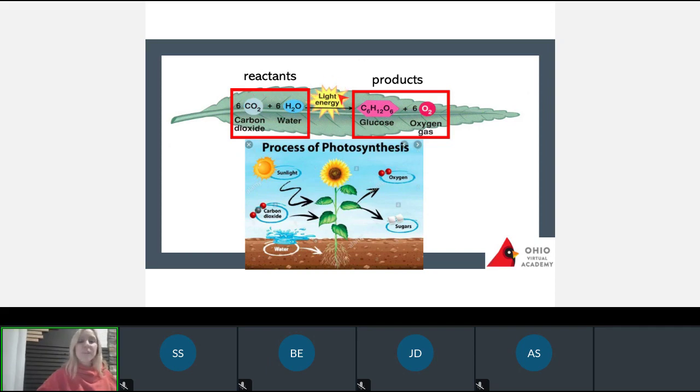When you put those 3 things together, you get glucose and 6 oxygen. You can remember this pretty easily because it's the opposite of what we breathe in and out, right? It's the opposite of what we do. They take in that carbon dioxide, they suck up water through their roots, they get sunlight in their leaves, and then they produce glucose and oxygen.